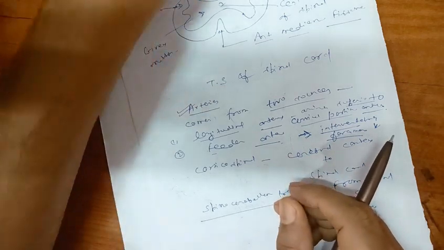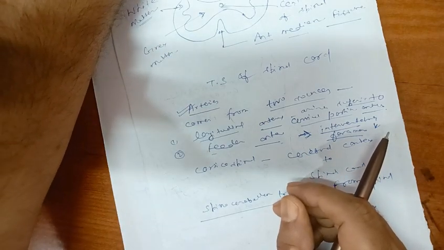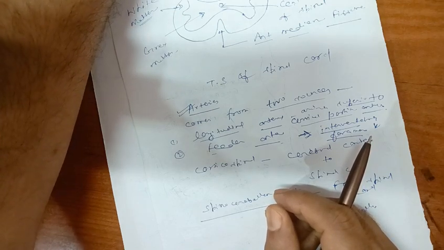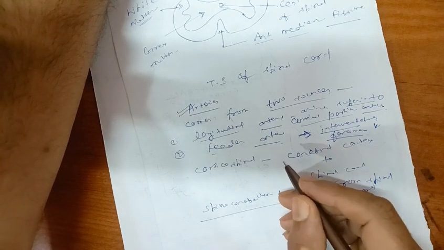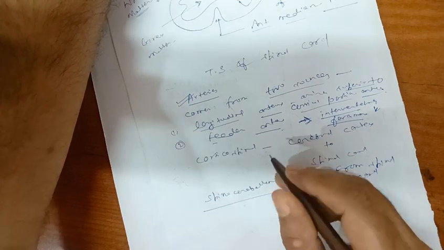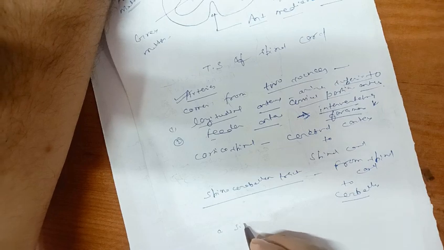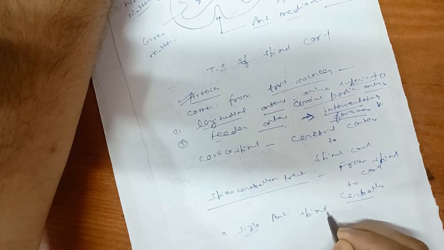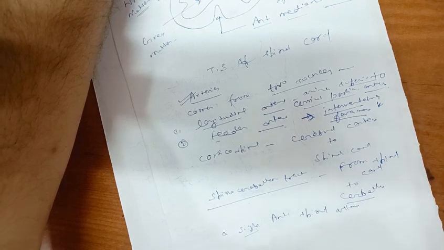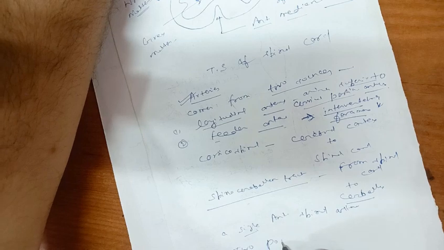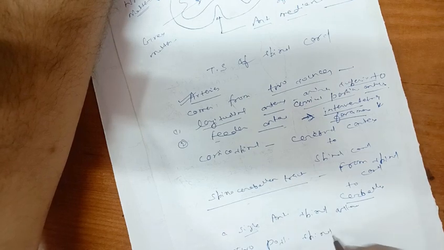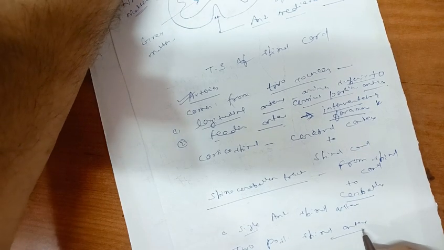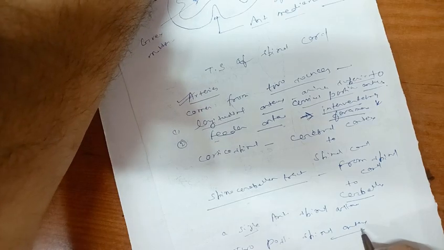Now, two posterior spinal arteries arise from the vertebral artery, and one single spinal artery arises from the two vertebral arteries at the level of the foramen magnum. There is a single anterior spinal artery present in the spinal cord, and the two posterior spinal arteries present in the spinal cord arise from the vertebral artery. The vertebral artery has the branches to the posterior spinal artery.